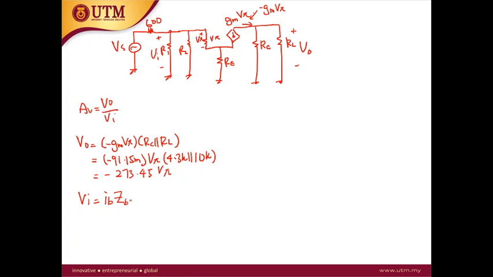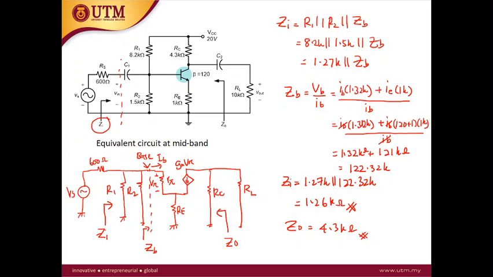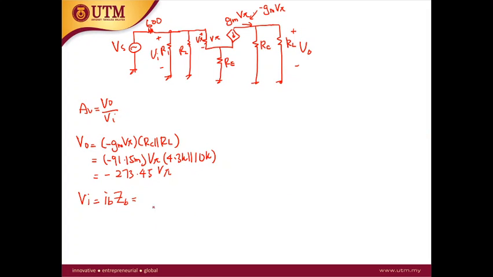Okay, and then the ZB, we know the equation for the ZB. The value of the ZB is 122.32 K. So this is IB times 122.32 K. Okay, and then what is IB? So IB can be expressed as a function of V pi. IB is V pi over R pi. So this is V pi over R pi, which is 1.32 K.